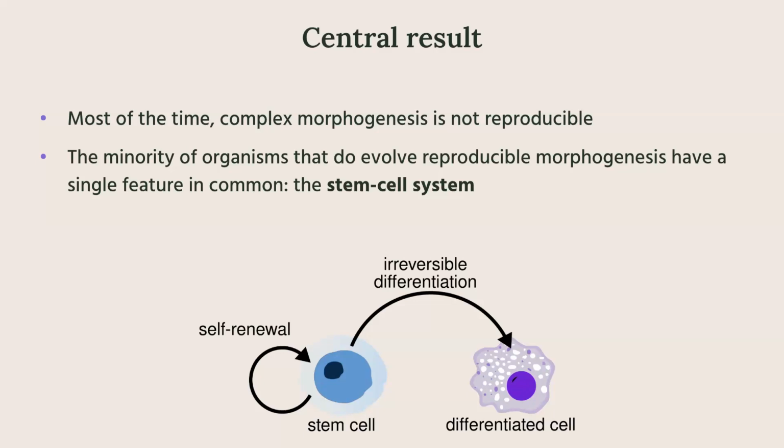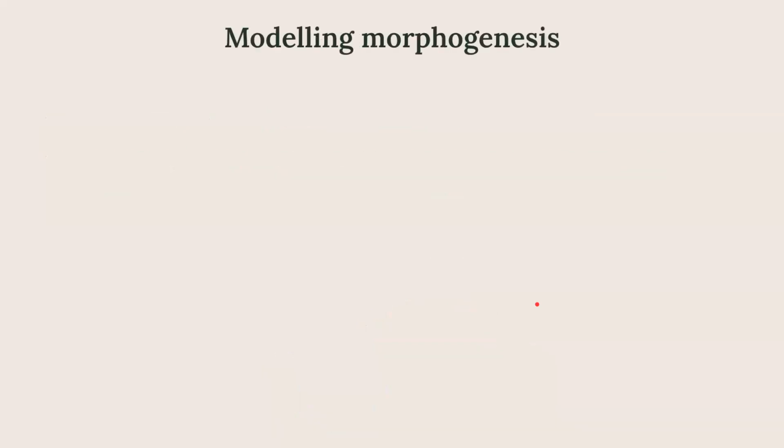However, the minority of organisms that do have reproducible morphologies have a single feature in common, and that is the stem cell system. The stem cell system involves a population of stem cells that self-renew to maintain their population over time, and at the same time, irreversibly differentiate into differentiated cells.